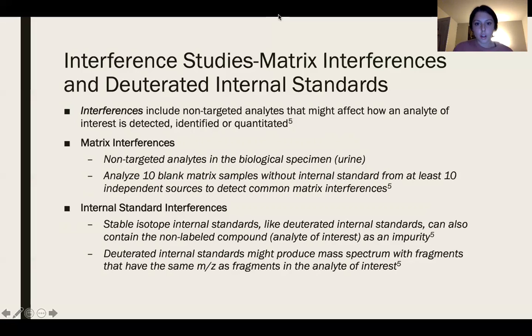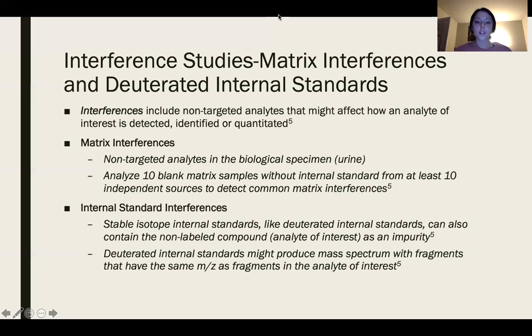Basically, a suggestion of how to resolve this would be to analyze 10 blank matrix samples without internal standards from at least 10 different sources to detect common matrix interferences. So basically collect 10 blank urine samples and see what interferences might be present within them.